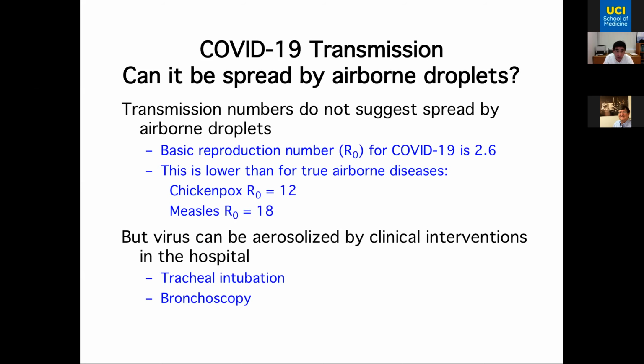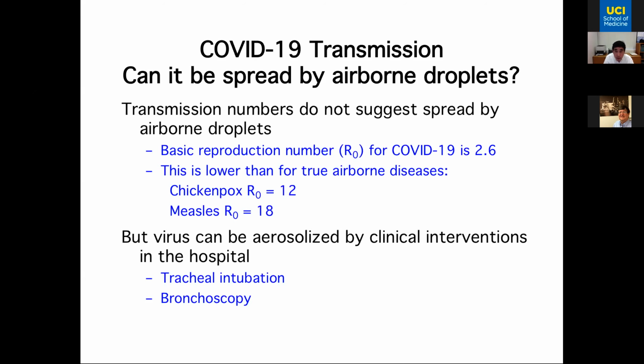So in the infectious disease epidemiology world, we refer to something as the basic reproduction number. That's the number of new cases for each original case. And that number for COVID-19 is about 2.6, meaning that from one person, it can spread to 2.6 new people. Now, true airborne diseases such as chickenpox and measles have a much larger number, in the 12 to 18 range, indicating that there are many more secondary cases because, again, it's spread by these airborne droplets. So the numbers so far don't suggest that COVID-19 is spread by airborne droplets.